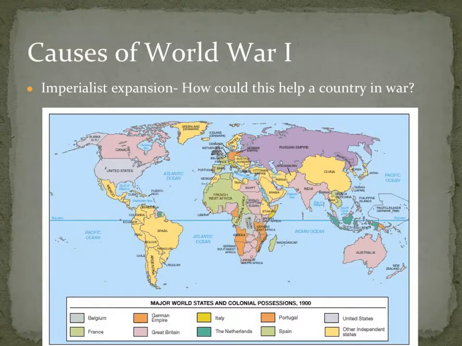And hopefully one of the things that you talked about is the fact that they have access to more resources and more people to potentially help them in war than ever before because they have these global overseas empires.